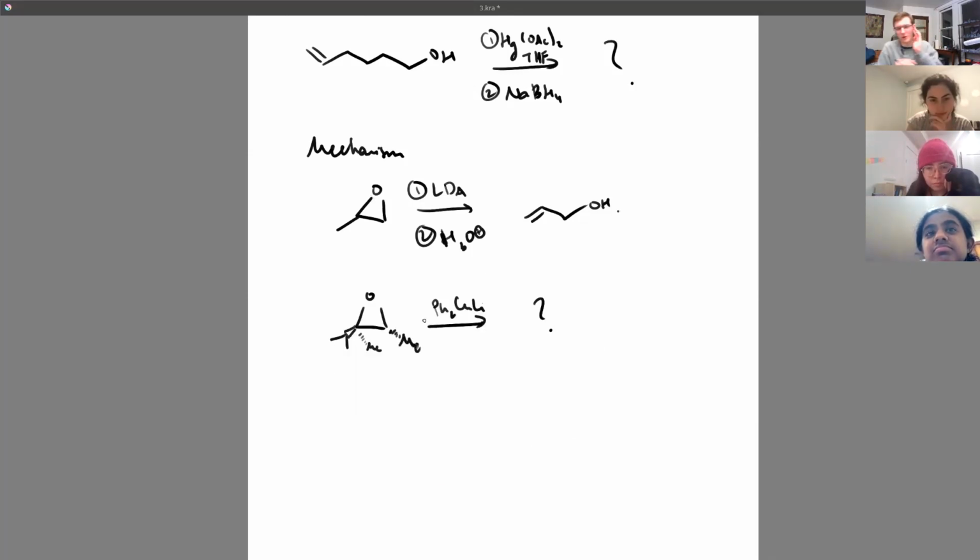So it's also just a methyl group. You can put other stuff there. It doesn't really matter. It doesn't affect the problem. But anyway, methyl. Yeah.